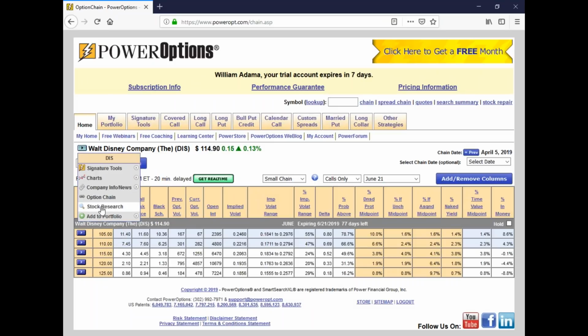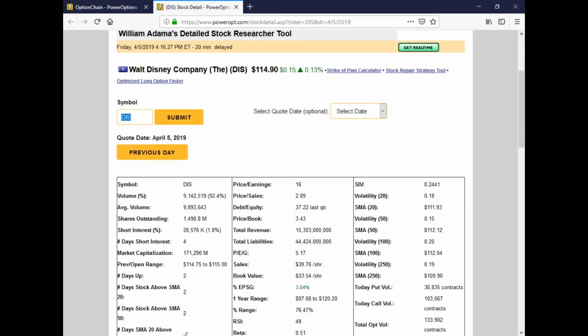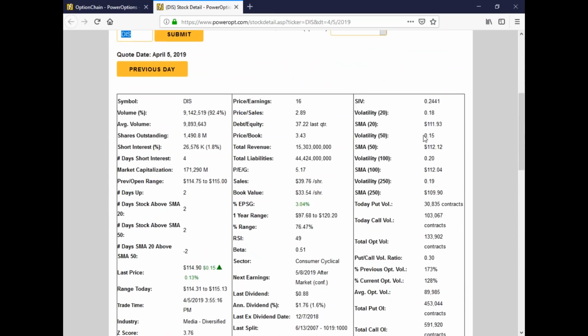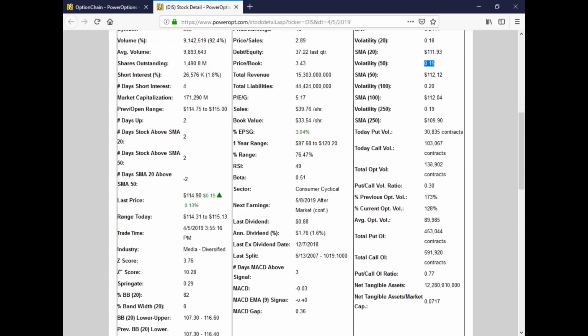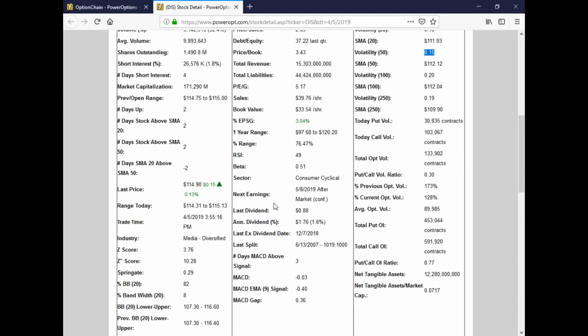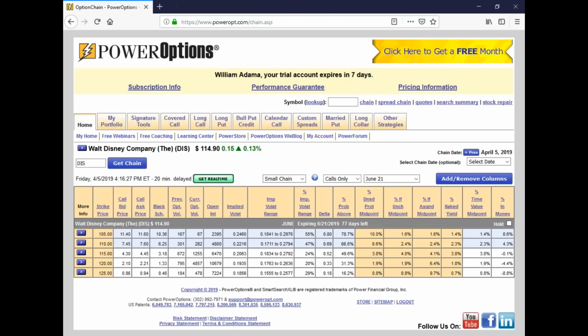Let me look at the research tool for Disney very quick, Larry. I just want to see something here. Let's get a good gauge. The 50-day volatility is 0.15. This research tool shows us all of the fundamental, technical, and other data that we have for the particular stock, including earnings date, last dividend, and more. Okay, now I wanted to go there first.